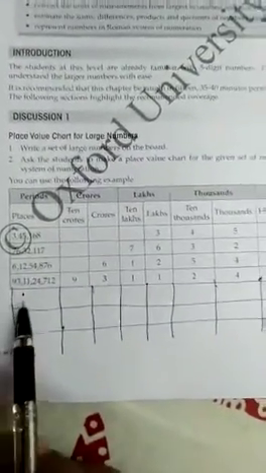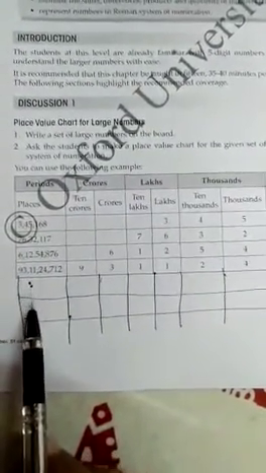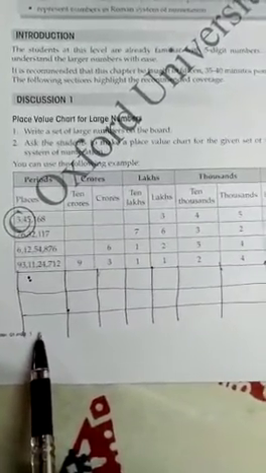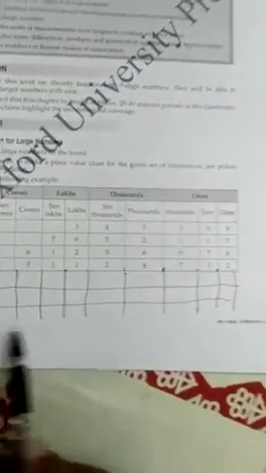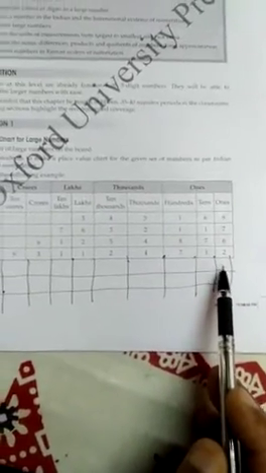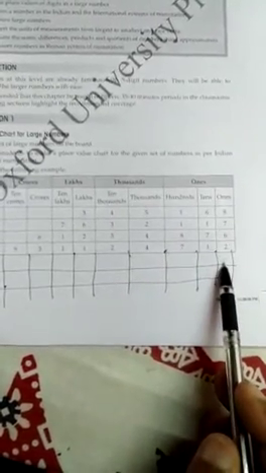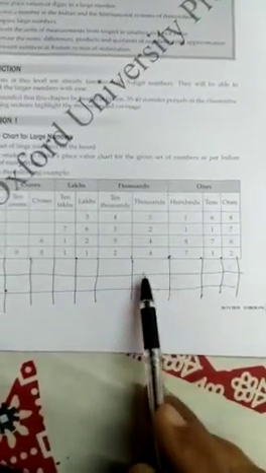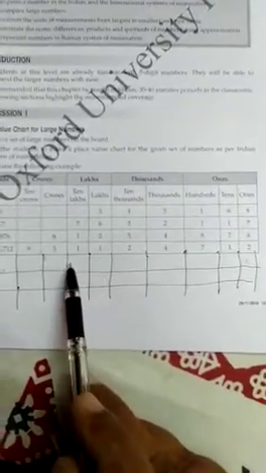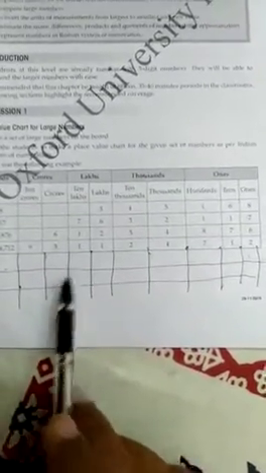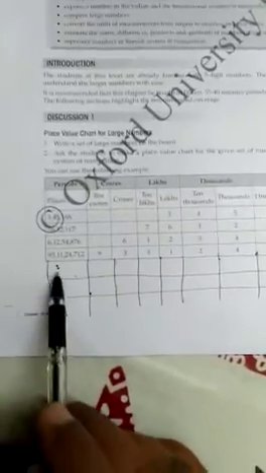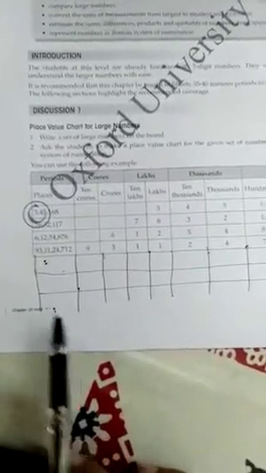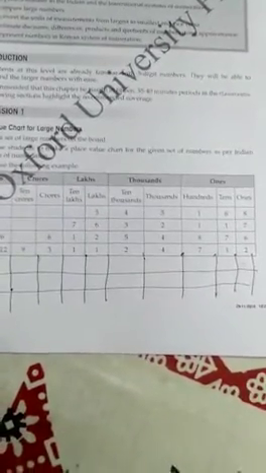So this is your homework. You will write nearly 10 numbers here. Then you will place the digits in this chart accordingly. The ones digit will come here, the tens digit here, the hundreds digit here, then thousands, ten thousands, lakhs, ten lakhs. This way all the digits will be placed, then you will read the number. This is your home assignment: write 10 numbers here, and then read them, okay? And tomorrow we'll further study this chapter.